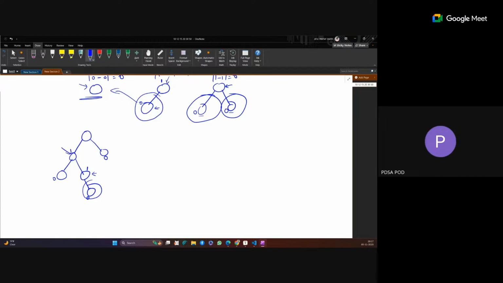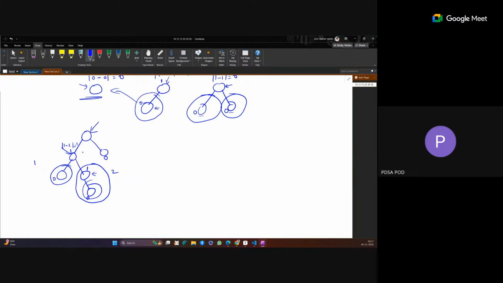Now calculate this one. This is the one tree on the left subtree, height is 1, and this side is the right subtree. So the height of this tree is 2. So 1 minus 2 is equal to 1 again.